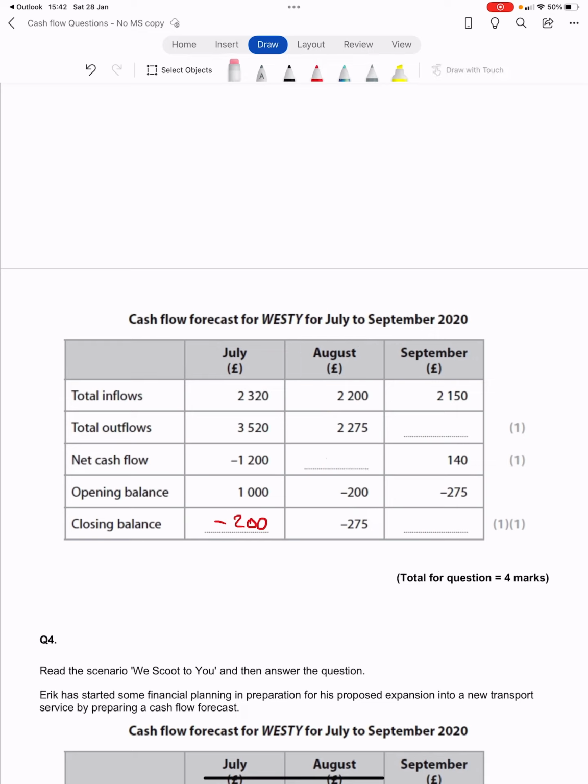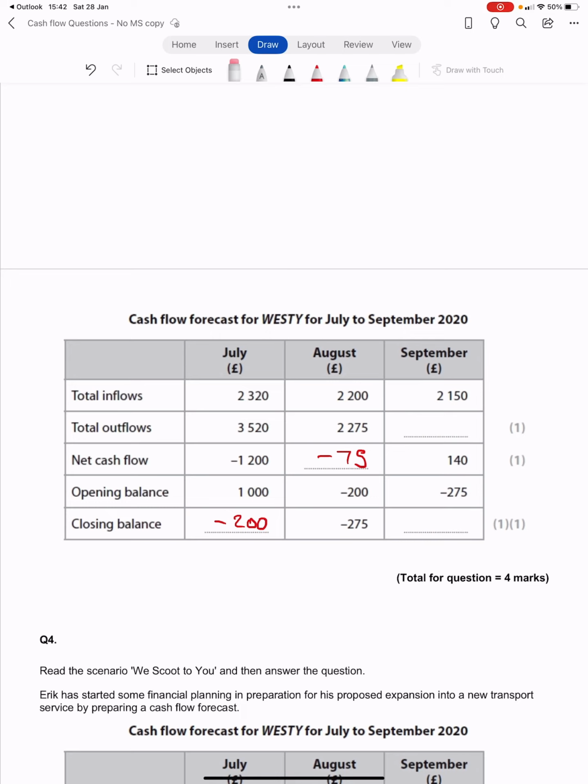Okay, so let's move on to the final bit of the question. We've got our net cash flow here of 140, and just like the other questions, sometimes you're going to be asked what figure needs to go in the middle here, so that you can actually get to the figure at the bottom. In this case, we've got total inflows of 2,150, and we need to work out what the total outflows are going to be in order to get to the net cash flow of £140. So we need to work that out.